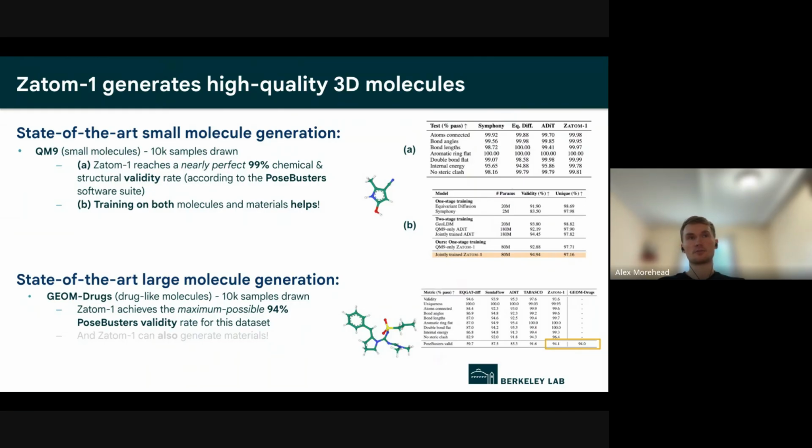And then we extend that, so we train on more complex molecules as well as MP20 with materials. Now we're training on GEOM-Drugs, which is a much larger data set with more chemical diversity. I'm drawing 10,000 samples from the model, and we're able, for the first time, to match the statistics of this data set, where GEOM-Drugs itself has about a 94% PoseBusters validity rate on average. We match the statistics perfectly, even outperforming methods like ADIT and another recent baseline called Tabasco. And what's nice is, as I alluded to, because we train this model on the MP20 materials data set at the same time, it can also generate materials. So we'll describe that in the next slide.